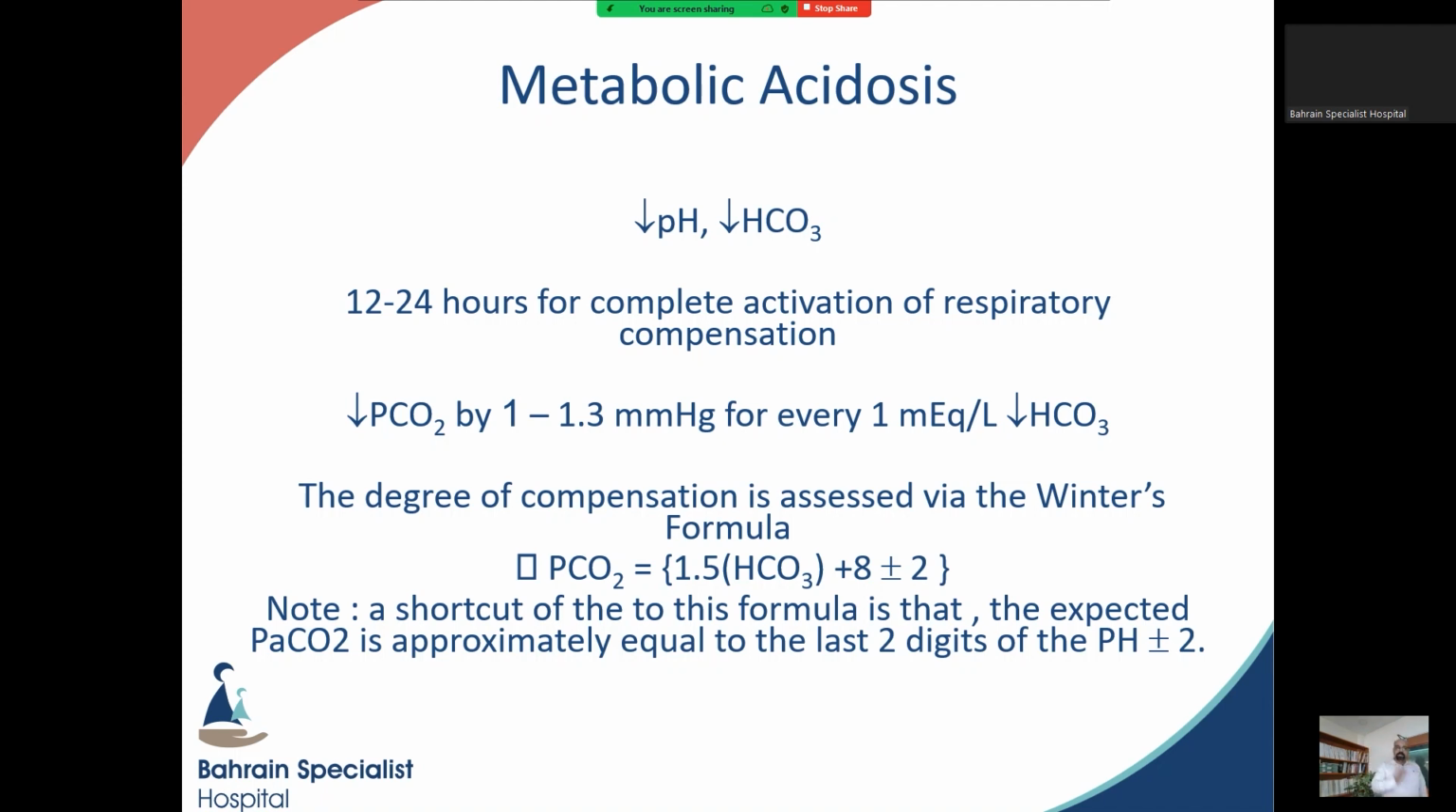How do we do it? PCO2 equals 1.5 times HCO3 plus 8, plus or minus 2. There is a shortcut, actually, that sometimes we can use, but it's not always correct. For this shortcut, the expected PCO2 is approximately equal to the last two digits of the pH, plus or minus 2, but it doesn't always work.